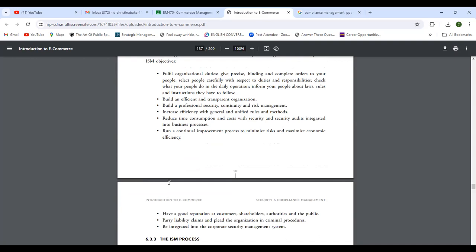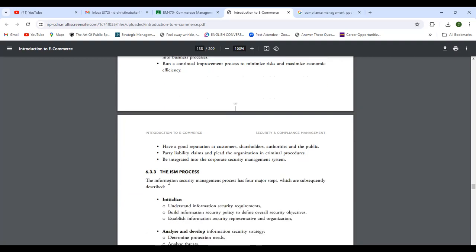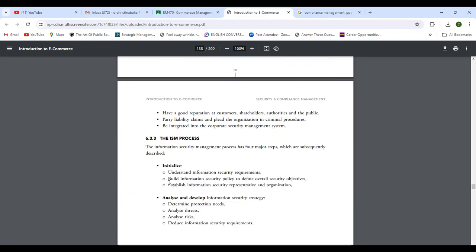Build a professional security, continuity, and risk management. Increase efficiency and general unified rules and methods. Reduce time consumption and cost with security and security audits ingrained into the business processes, and run a continual improvement process to minimize the risk and maximize economic efficiency. Have a good reputation at customers, shareholders, authorities, and public. And parry liability claims and plead to the organization in criminal procedures and be integrated into the corporate security management systems.